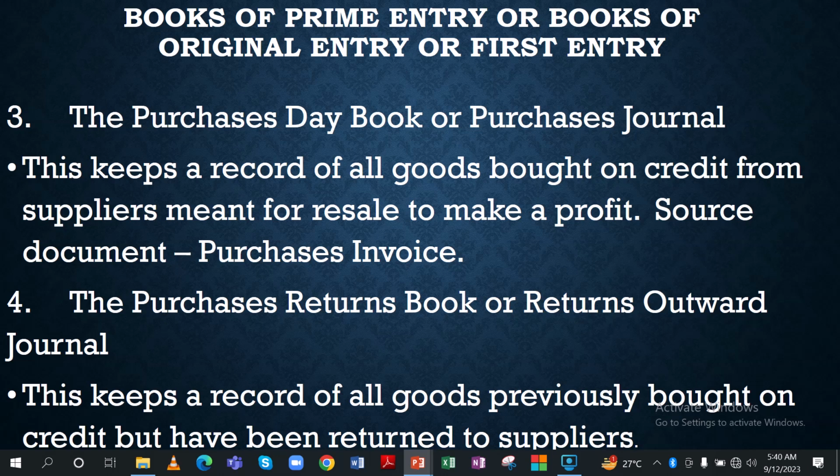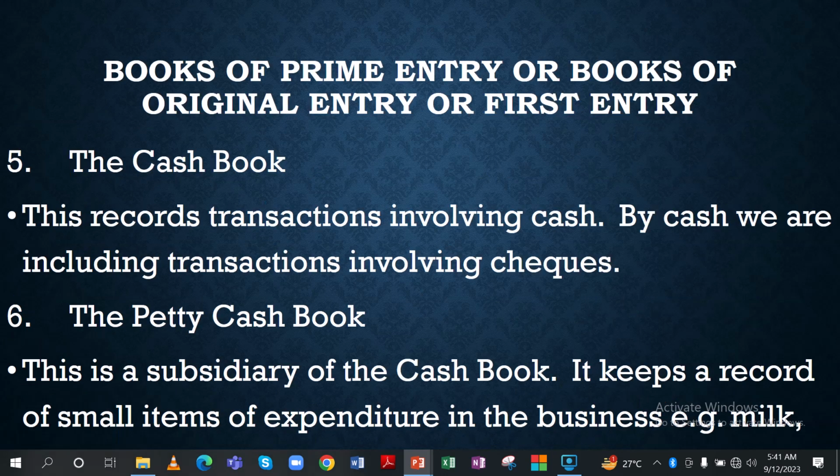4. We have the purchases returns book or returns outward journal. This keeps a record of all goods previously bought on credit but have been returned to the supplier. Number 5, we have the cash book. This is another book of original entry that records transactions involving cash. By cash, we include transactions involving checks.